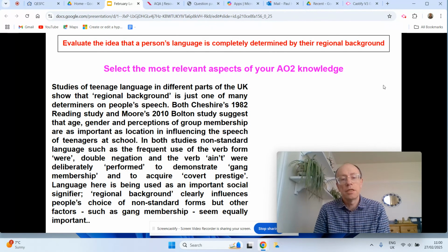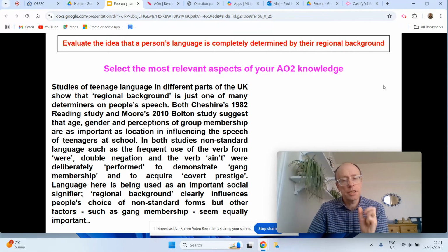In both studies, non-standard language, such as the frequent use of the verb form were, double negation, and the verb ain't, were deliberately performed to demonstrate gang membership and to acquire covert prestige. Language here is being used as an important social signifier. Regional background clearly influences people's choice of non-standard forms, but other factors, such as gang membership, seem equally important.